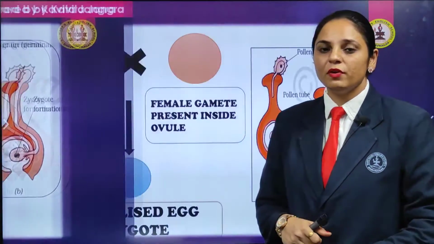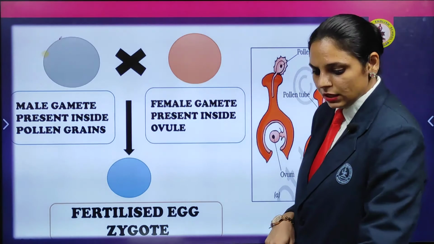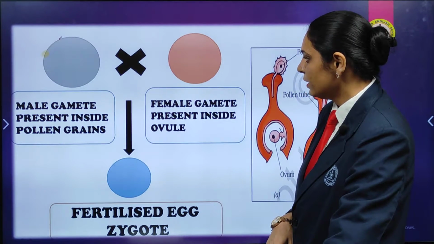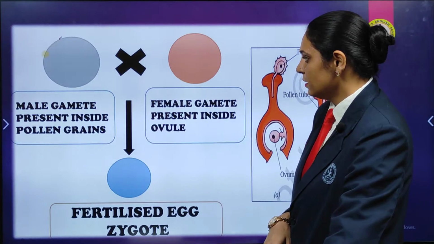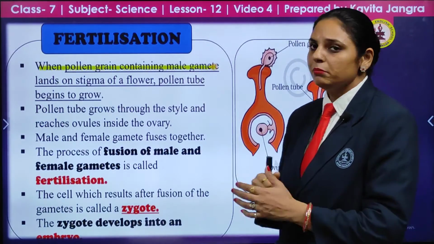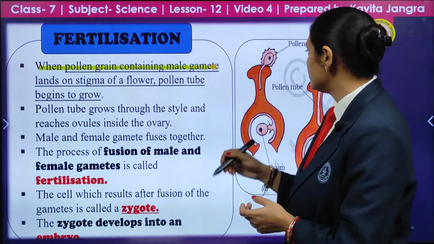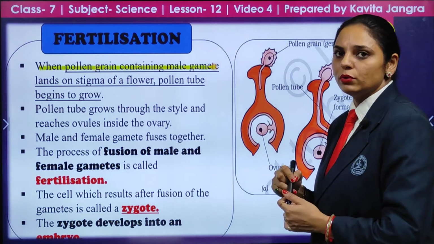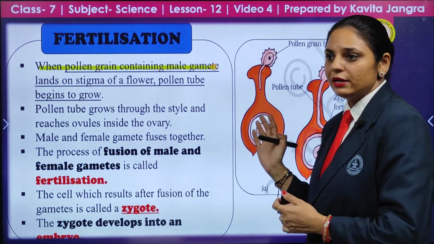What is fertilization? A very important topic. In fertilization, you should know what happens. When pollen grains containing the male gamete land on the stigma, as you can see, this is the pollen grain. It has an outer hard coat. What will happen when it gets favorable conditions?